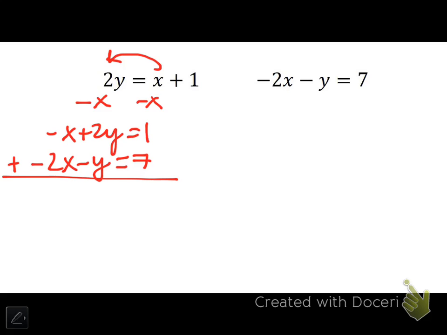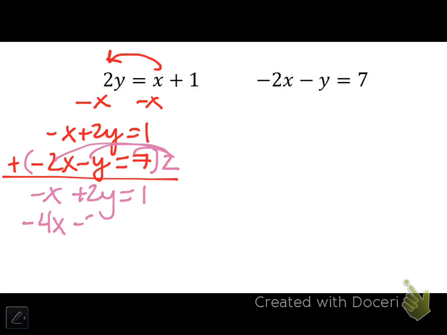Okay, now it looks like we need to multiply something to get them to be the same. So if we wanted to cancel our y's, we'd have to multiply this bottom by 2 because we have a positive 2y and we already have a negative y, so we just need to multiply by 2 to get them to cancel. So we're going to rewrite everything. So distribute this 2, so we're going to get 2 times negative 2x is negative 4x. 2 times negative y, negative 2y, and 2 times 7 is 14. So now, when we add down, we notice that 2y plus negative 2y should cancel. So now let's add this.